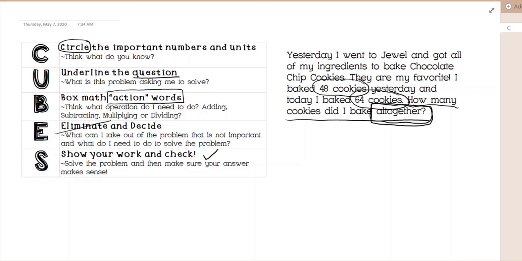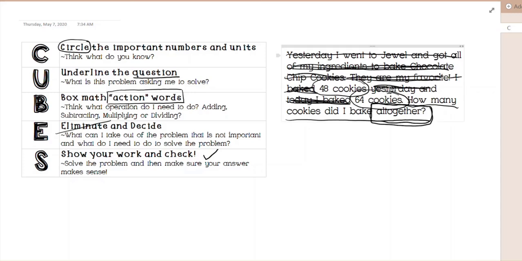E, I'm going to eliminate and decide. Is there anything in this problem that we do not need? Any information that's just extra, and thanks for telling us, but now we don't need it. Yesterday I went to Jewel and got all of my ingredients to bake chocolate chips. That set the scene for us, but we don't need that anymore. They are my favorite. That's awesome, but we don't need it for our problem. I baked, yesterday and today, we don't really need to know that anymore. So I think this is all we really need: 48 cookies, 64 cookies. How many cookies did I bake all together?